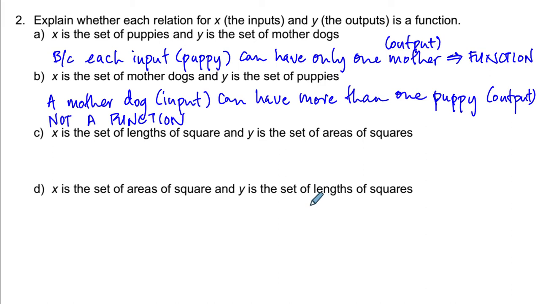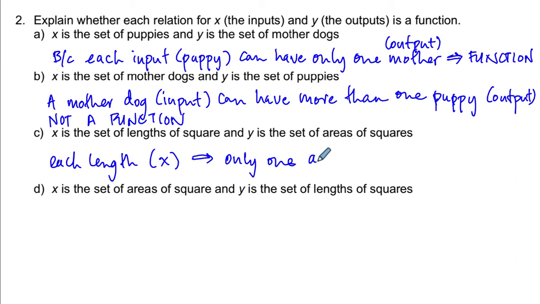In part C, we have that the input is the set of lengths of a square, and y is the set of the areas of the square. There's a unique relationship between the length of the square and the area. So each length can only have one area. For example, if a length is 3, then a square can have an area only of 9. So each input maps to only one output, and we have a function.